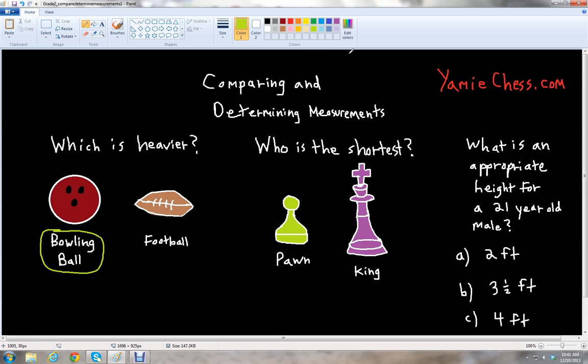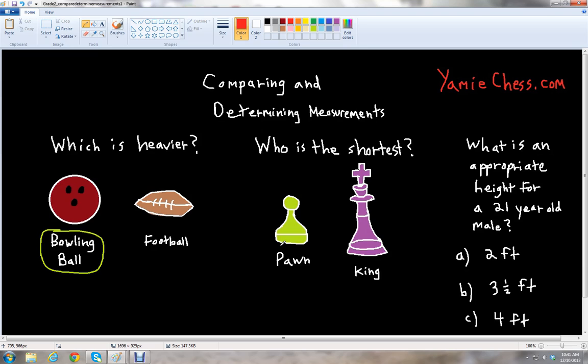And now we go to our second pair of objects. This question asks, who is the shortest? Which chess piece is the shortest? So which one is smaller in height? We have the pawn, and then we also have the king.